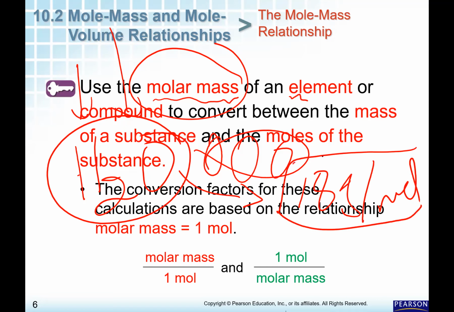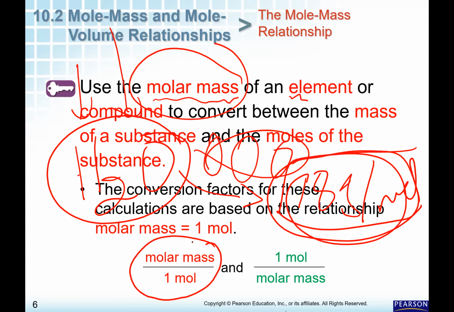So we can make a conversion factor from that, which is the molar mass divided by 1 mole, or 1 mole divided by the molar mass, right? Again, it's red and green, but that is just to distinguish between them. Okay, so from the idea of the molar mass, which is the mass of 1 mole, we can create these 2 conversion factors. Now, why do we have these 2 forms?